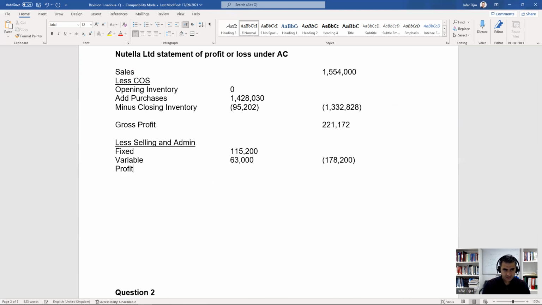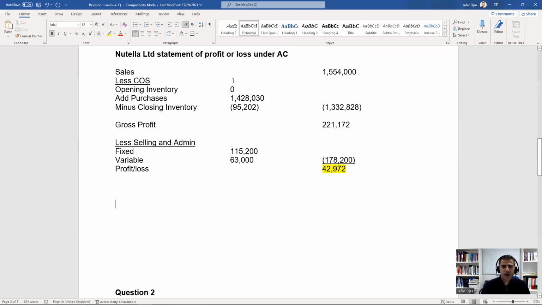Okay. And the profit would be, how much? So 221,172 minus 178,200, that gives you 42,972. And that is the profit for the year under the absorption costing. It's really simple, straightforward. It's not too many complications here, to be honest with you.